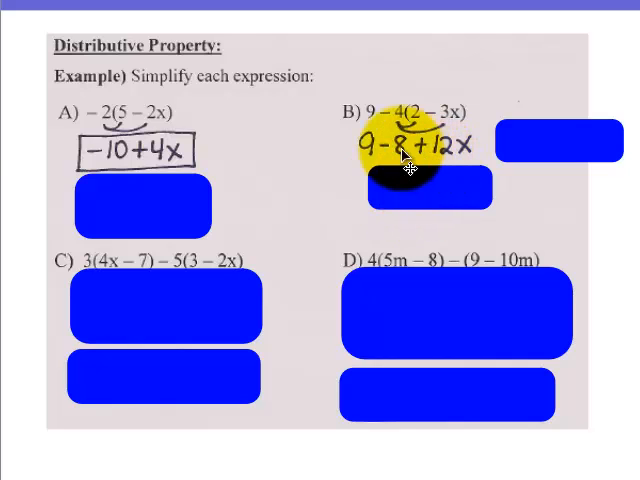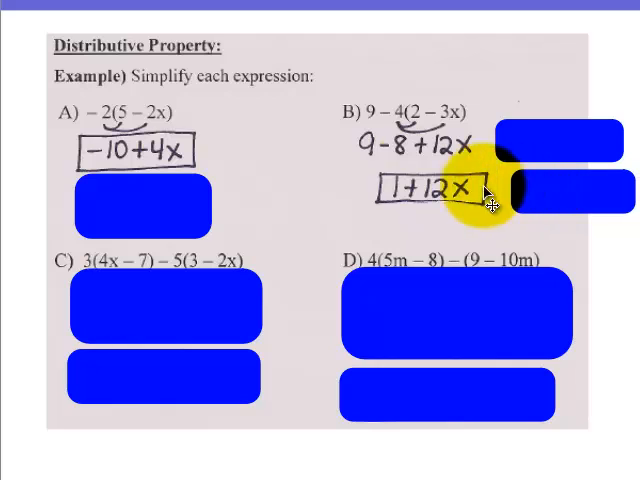And now for the next step I ask, can I combine any terms? If you notice, I have 9 and negative 8, which do not have an x, so I can combine them, and I'll get 1. 1 plus 12x. So that's my final answer there.